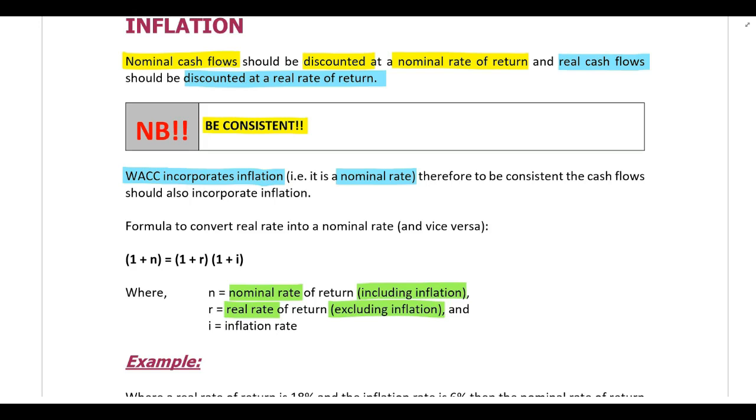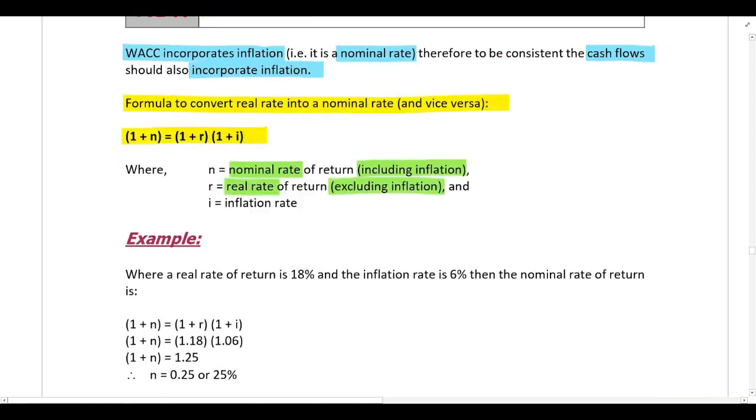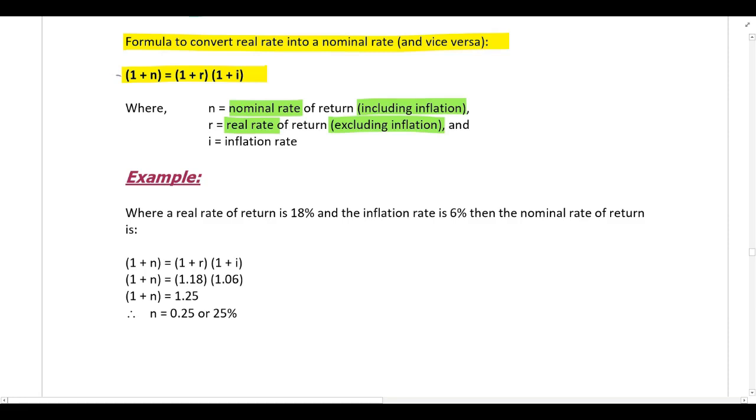So that means your cash flows must also incorporate inflation. So if there's an inflation rate of 5% over the period, those cash flows must be adjusted for inflation. The cash flows are adjusted for inflation and the rate is also adjusted for inflation. Now just below, I've given you the formula in order to convert a nominal rate into a real rate or a real rate into a nominal rate. Let's look at the example just below so that you can see how this works.